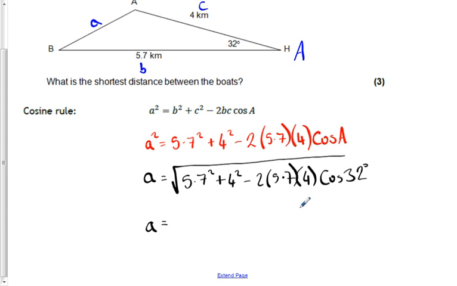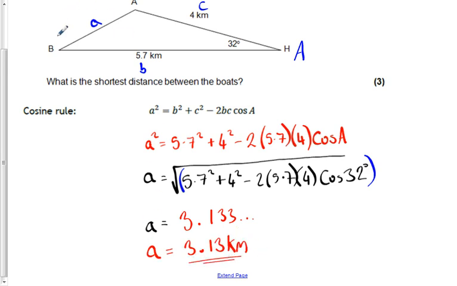32. Then I'm going to close my bracket, and that closes it behind here. That's like having a nice big bracket here and a nice big bracket here in my calculator. And when I press equals, I get an answer of 3.133 dot dot dot, or to three significant figures, A is equal to 3.13 kilometers. Distance between the two boats. That's on our diagram, this side here.